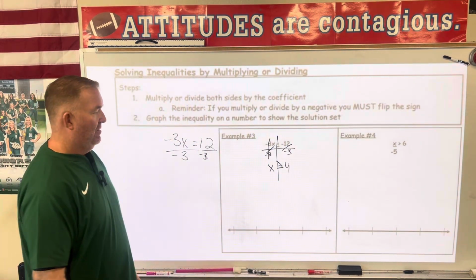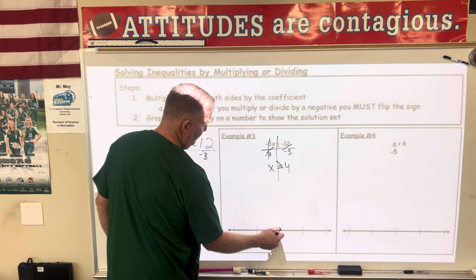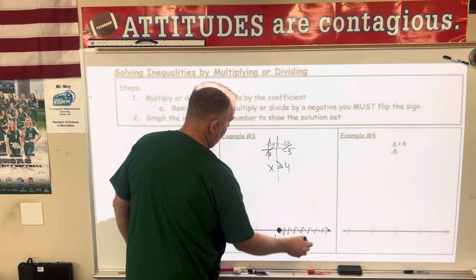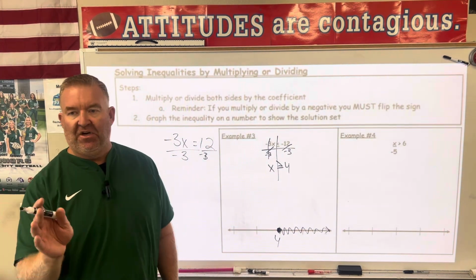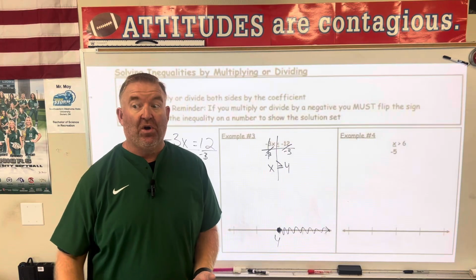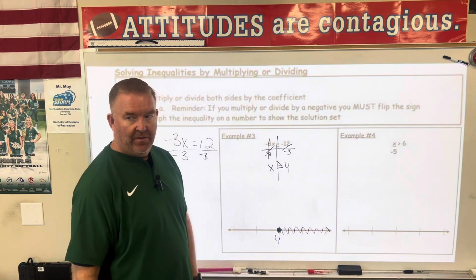Good? +4. Close circle to the which way? To the right. If you don't flip the arrow, you're going to shade the wrong direction, and all those solutions that you think you have right actually don't work. These solutions would work. Give me a number that's greater than 4.